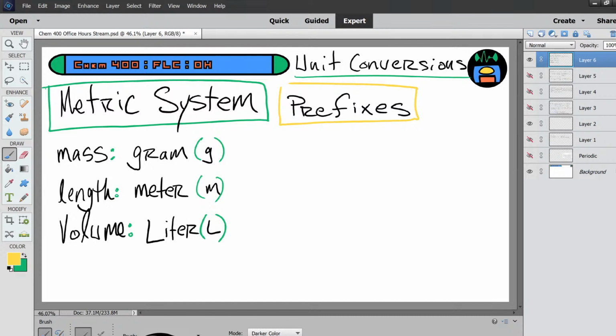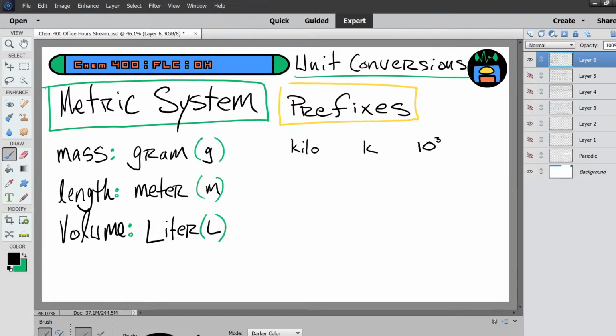So you have, for example, the prefix kilo, which is abbreviated with a lowercase k, and when you attach this to any unit of measure, kilogram, kilometer, kiloliter, it means it is 10 to the third times a gram. So there's 10 to the third grams in 1 kilogram.